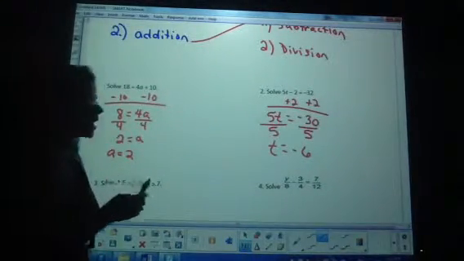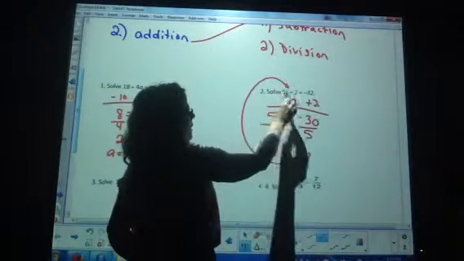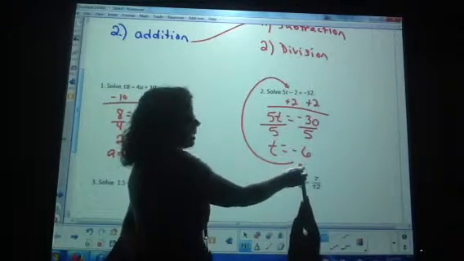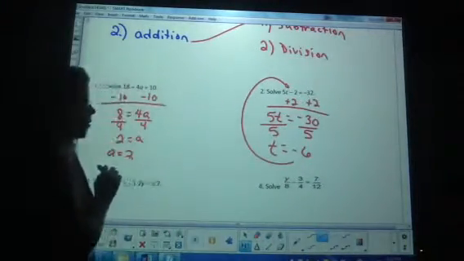Now, guys, you can check this mentally if you want. Substitute negative 6 in for t. 5 times negative 6 is negative 30. Negative 30 minus 2 gives me a negative 32, so I know I'm right.